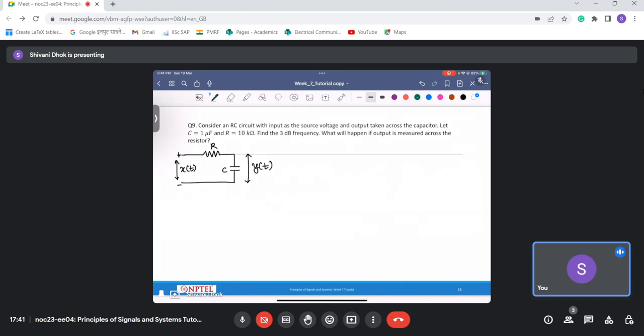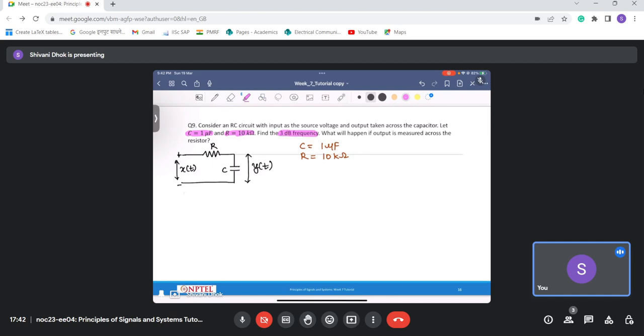It is given that this C is 1 microfarad and this R is 10 kilo ohm. So this C is 1 microfarad and this R is 10 kilo ohm. And we need to find what is the 3 dB frequency for this signal.